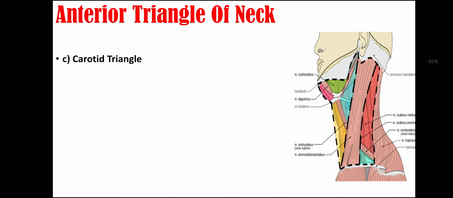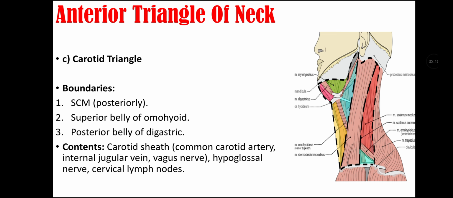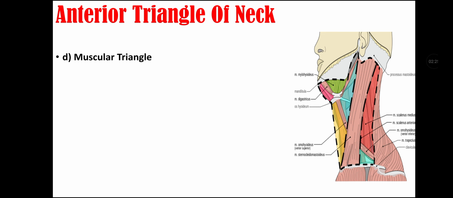Third triangle is the carotid triangle. It is bounded by the sternocleidomastoid posteriorly and superiorly by the belly of omohyoid and the posterior belly of the digastric muscle. Its contents include the carotid sheath that includes the common carotid artery, internal jugular vein, and vagus nerve, and it also includes the hypoglossal nerve and cervical lymph nodes.